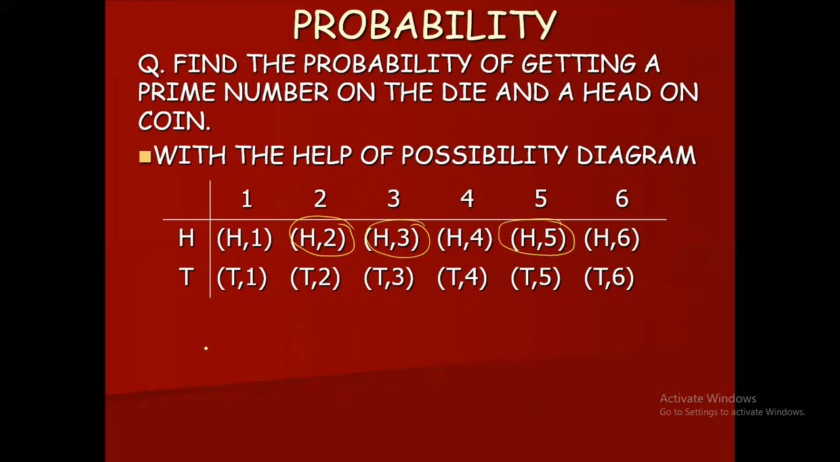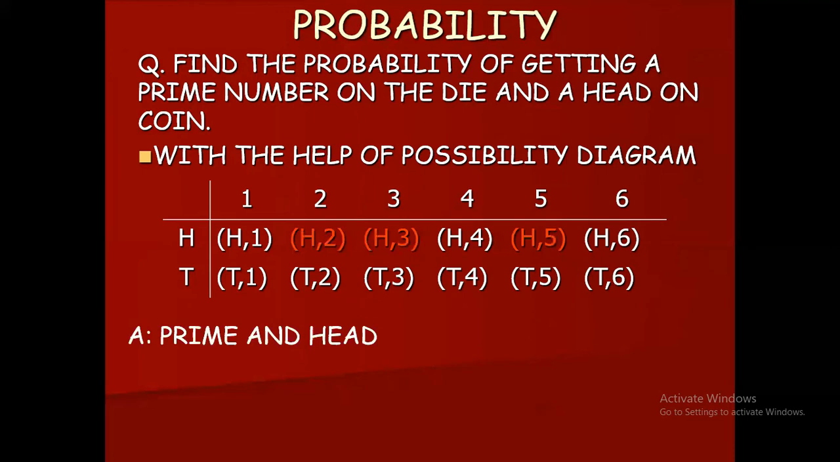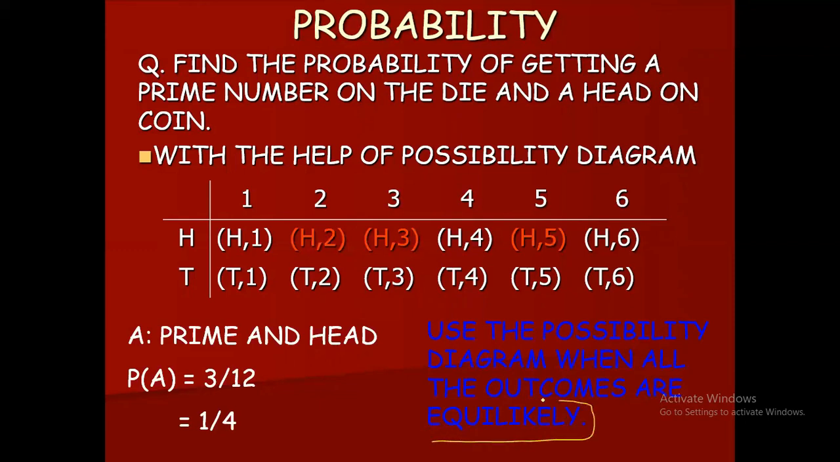Prime number and head, there are 3 outcomes. So A is the event that prime and head. Probability of A is equal to 3 over 12, which is equal to 1 over 4. Total number of outcomes is 12 and the favorable are 3. Use the possibility diagram when the outcomes are equally likely. Equally likely means when all the outcomes have the same probability. Each outcome has the same chance to be selected.